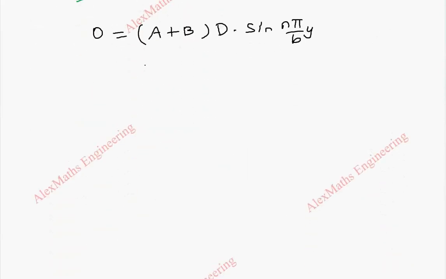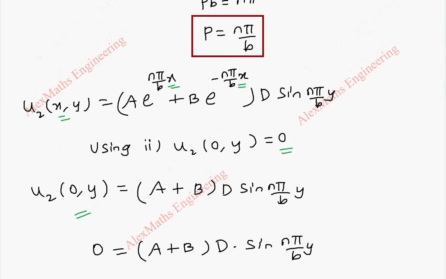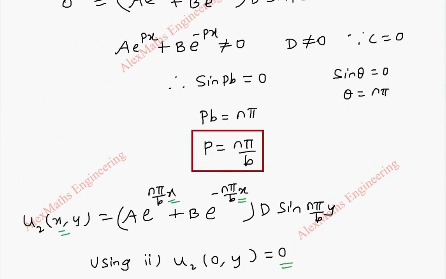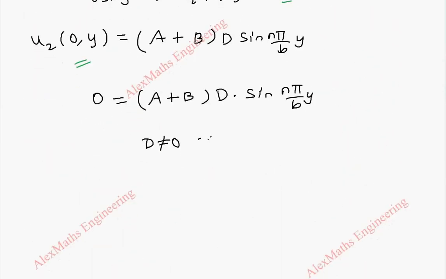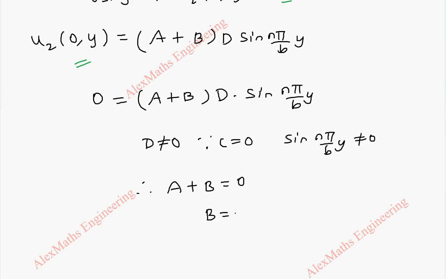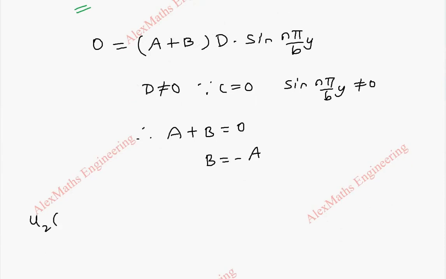Now already we discussed d cannot be 0 because c was 0, which we discussed here. Since c was 0 already, and sin n pi by b y cannot be 0 because it exists for all the values of y, therefore a plus b must be 0. From this, b is minus a. So we are going to substitute into u2 of x comma y.